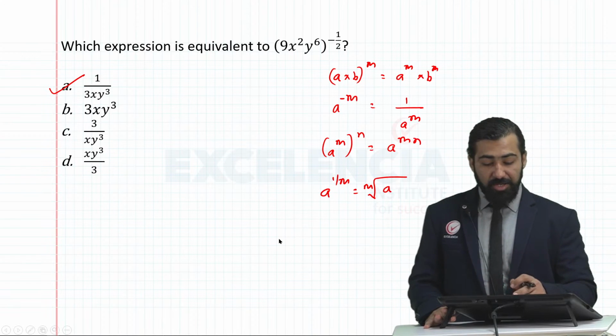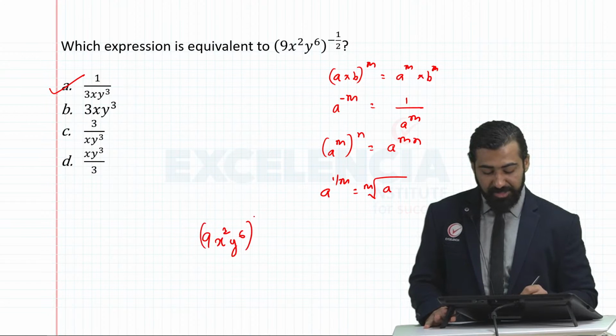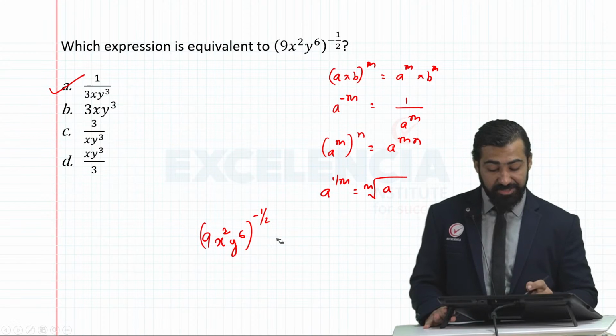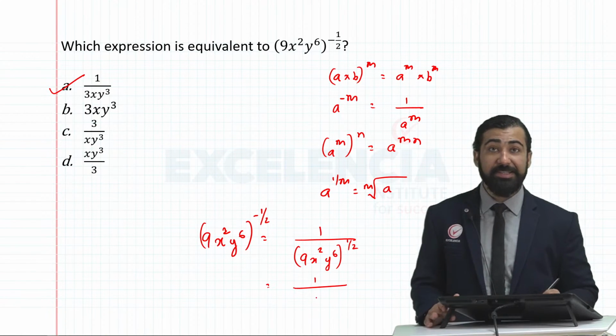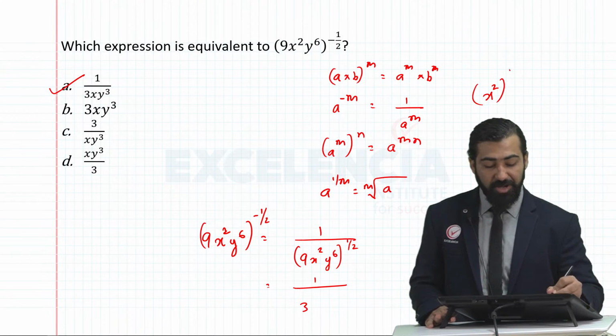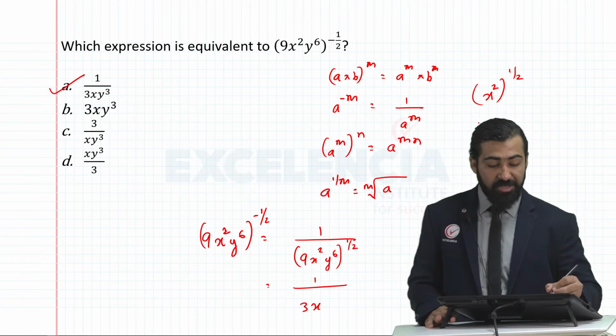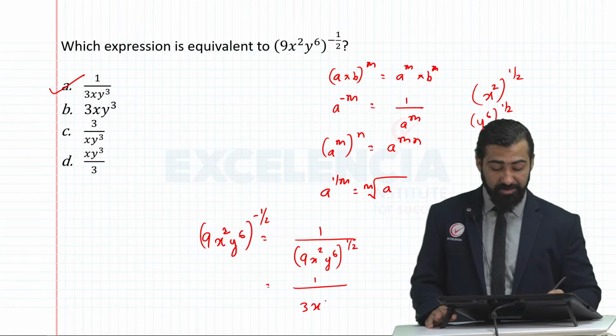So when I want to solve (9x squared y to the power 6) to the power minus half, first thing is to make the power positive. I'll do this: 1 by (9x squared y to the power 6) to the power of positive half, which will become 9 to the power half, basically root of 9, that's 3. Then x squared to the power half: the 2 and 2 multiply, cancel each other out, you're left with x. Then y to the power 6 to the power half is y to the power 6 by 2, which will become y to the power 3.